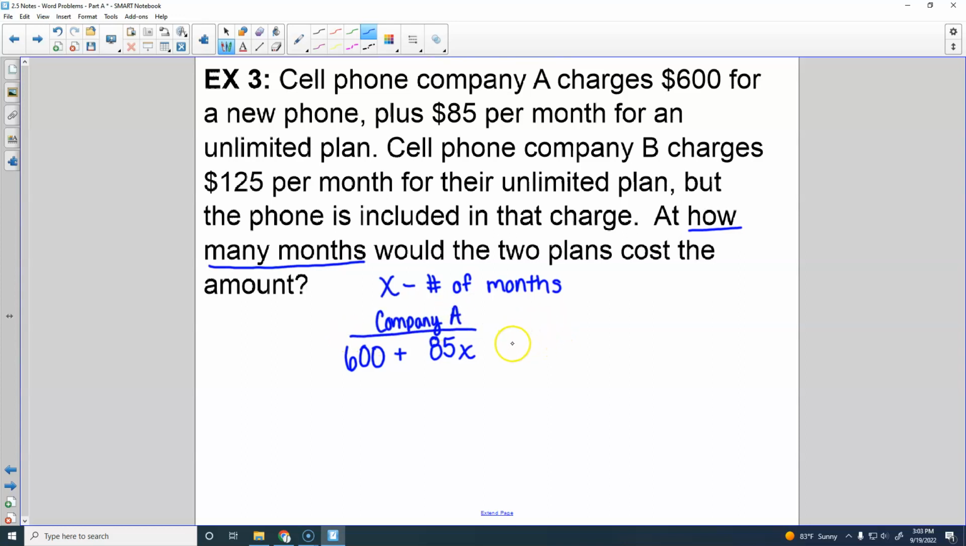What would the equation for company B look like? 125x. There's no number added to that because they just charge you 125 times however many months you use their service, right?